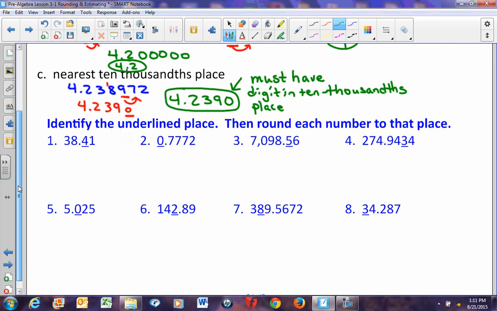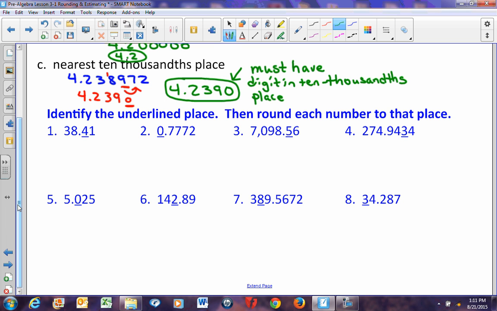Right. These next numbers say identify the underlined place value and then round to that place value. All right, 38.41, the 4 is in the tenths place. We're going to round to the nearest tenth. You notice that the number after the 4 is not a 5 or more, so we just need to round this to 38.4.